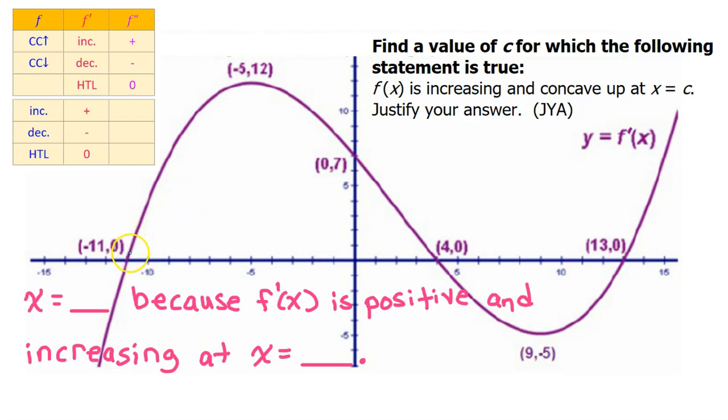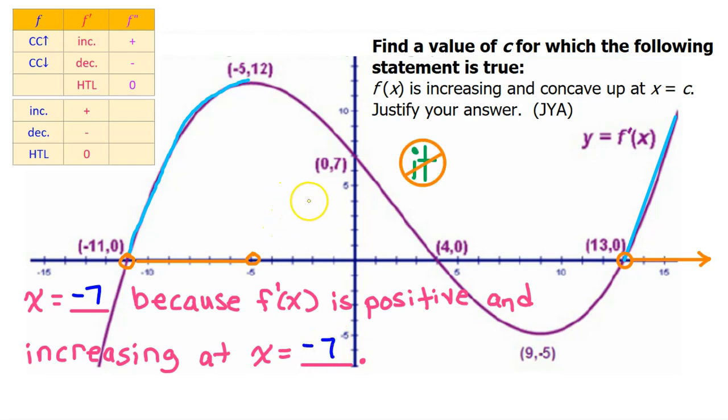f prime is positive and increasing on this part of the graph. And let's see, positive and increasing on this part of the graph. Including decimals, there are infinitely many correct answers. We can pick any number between -11 and -5 or greater than 13. For example, we can say x equals -7 because f prime of x is positive and increasing at x equals -7.